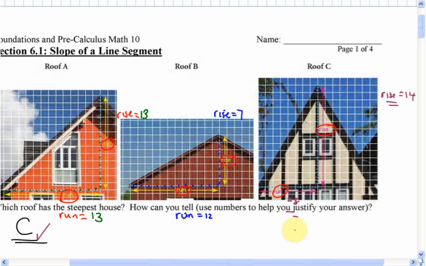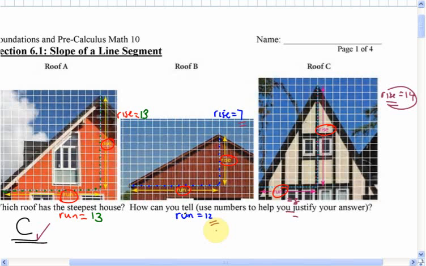Rise is bigger. Okay, rise is bigger. How about in roof B? In this case, when this roof is not that steep at all, what's the rise? It's 7. What's the run? It's 12. Which one's bigger? The run. So you're saying the further out you go horizontally, you go up only a little bit vertically. Yet in roof C, you don't go very far horizontally, but you go really high vertically. So that's how you get your steepness. Now for roof A, if you take a look, the run and the rise are the same number. So it's just slanted.